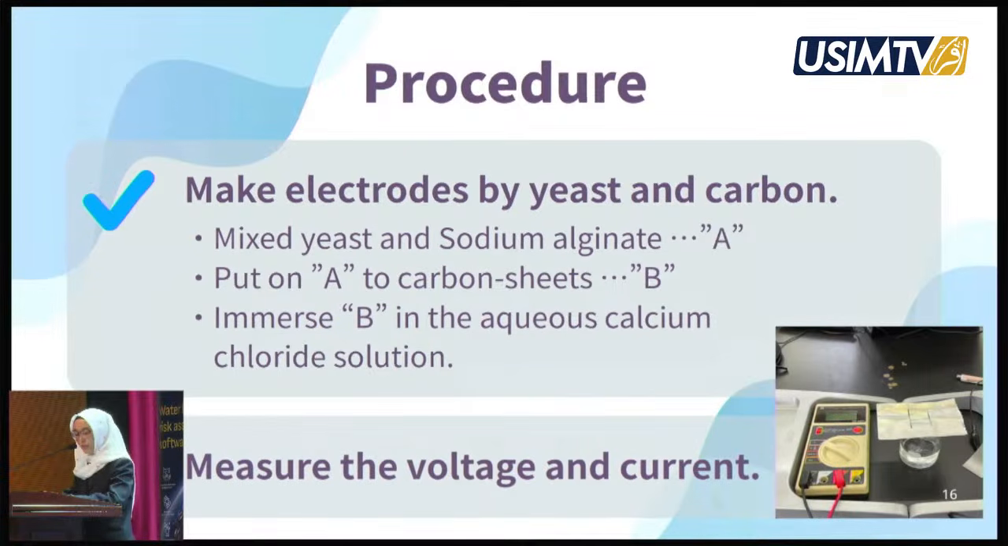After preparing the electrodes, I assembled the battery and added artificial sweat. Then I measured the battery's voltage and current. I repeated the test and calculated the average to check if the battery produced electricity consistently.